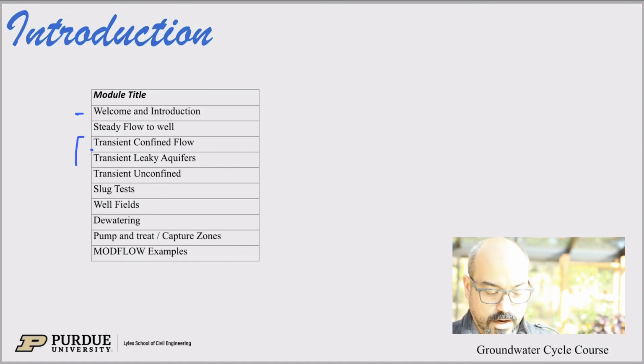Then there's some leaky aquifers. These are in between, basically, completely confined and unconfined. So they have some leakage, some sources of water. And then finally, transient, unconfined flow. We'll also discuss slug tests. So these are basically cheap aquifer tests, and we'll cover them.